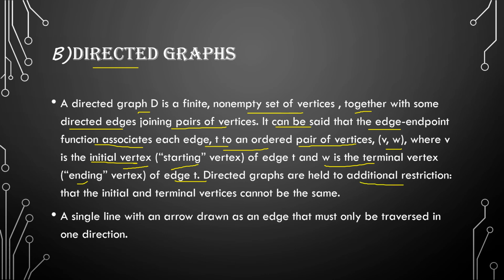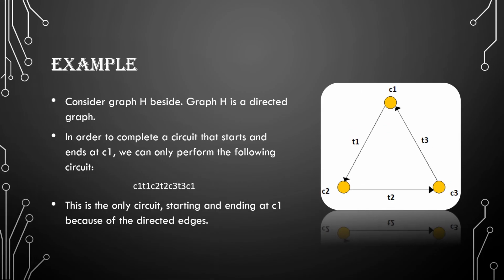Directed graphs are held to an additional restriction: the initial and terminal vertex cannot be the same. A single line with an arrow is drawn, and the edge must only be traversed in one direction. Let us take one example. Consider this graph. This graph has one direction. Let's take C1 and C2. The direction must be traversed in one direction. In order to complete a circuit that starts and ends at C1, we can only perform the following circuit: C1, T1, C2, T2, C3, T3, C1. This is the only circuit starting and ending at C1 because of the directed edges.